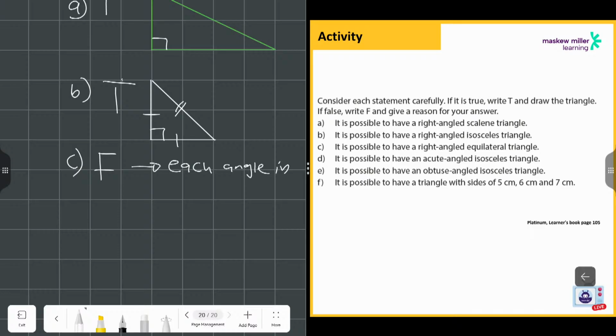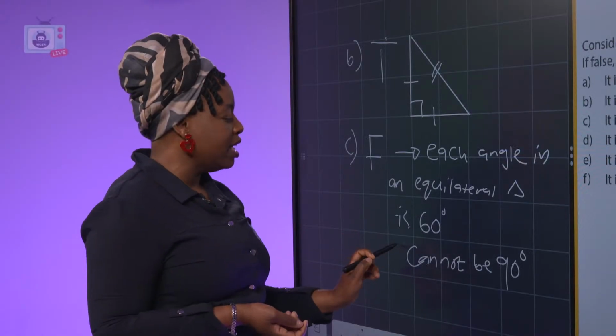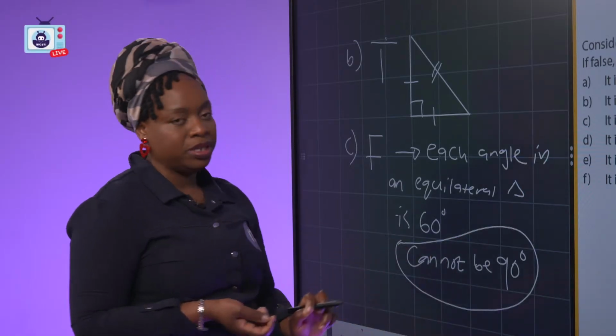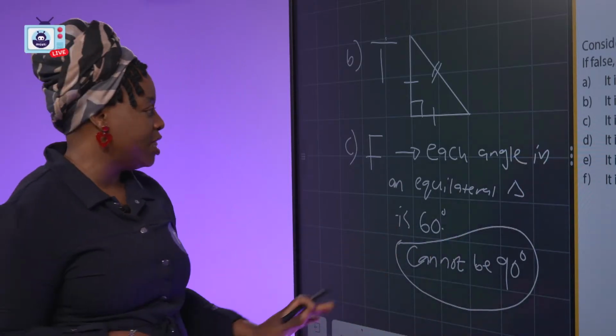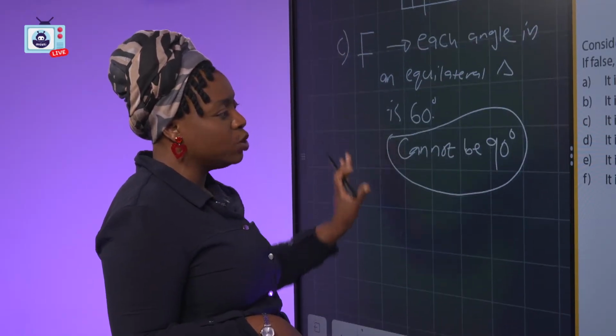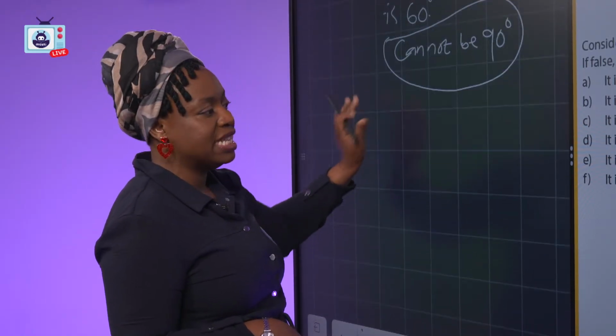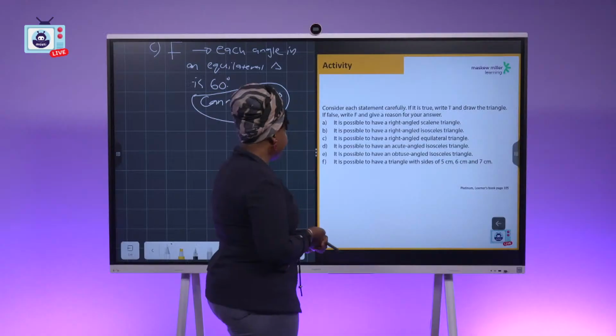Or you can say each angle in an equilateral triangle is 60 degrees. Or you can say it cannot be 90 degrees. So you can say that none of the angles inside the equilateral triangle will be equal to 90 degrees, right? Just like that, you can respond to that question as well. So that was number C, number D, number E, and number F.